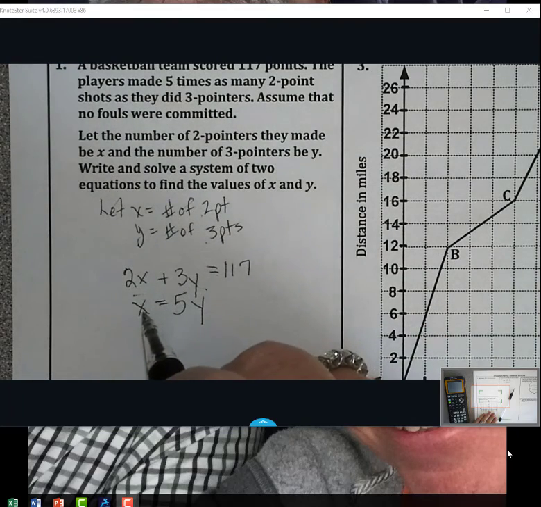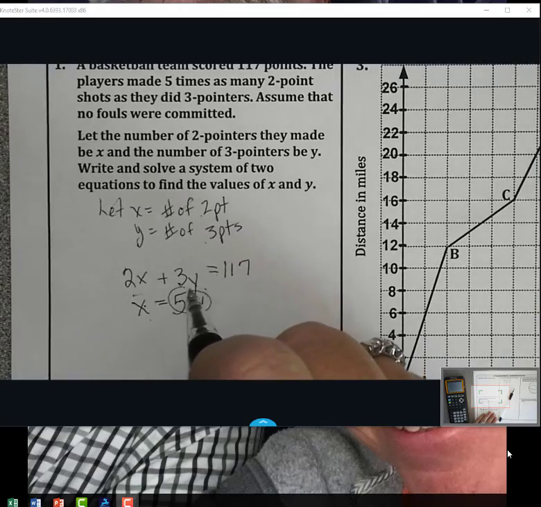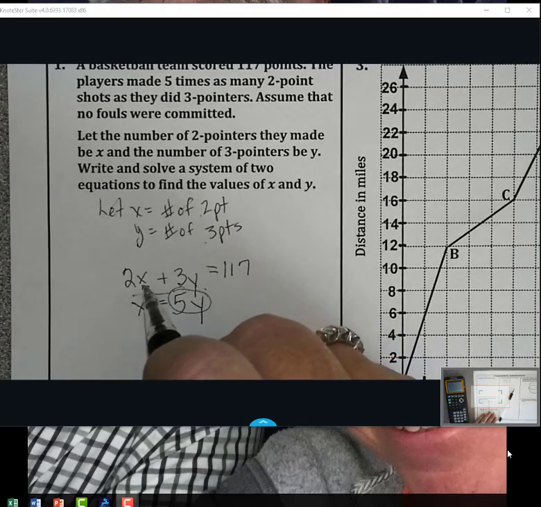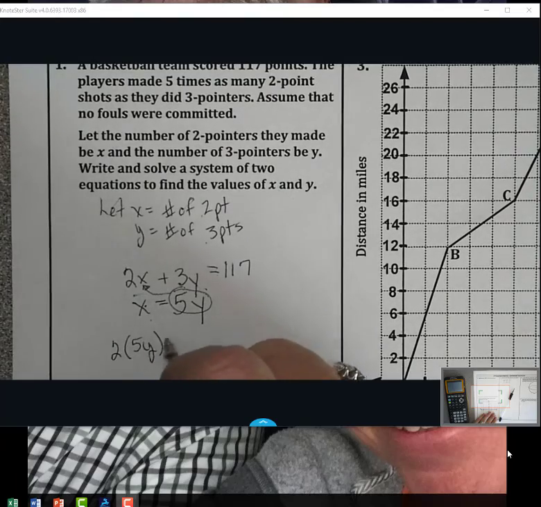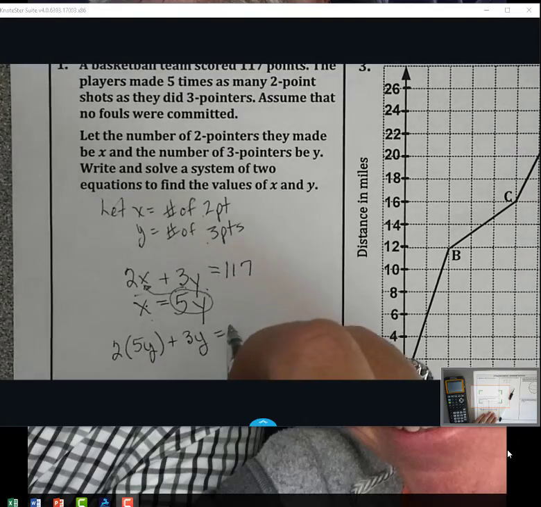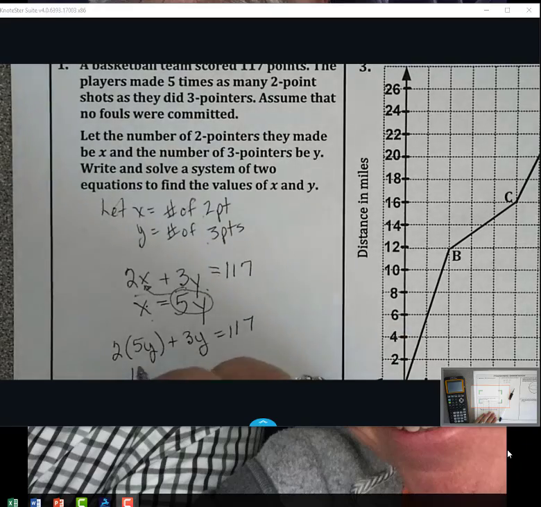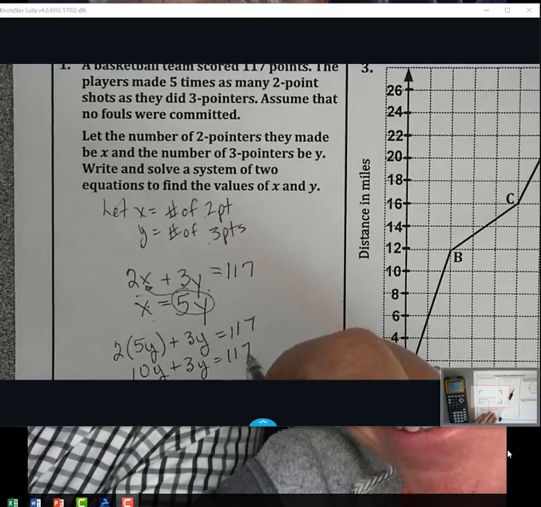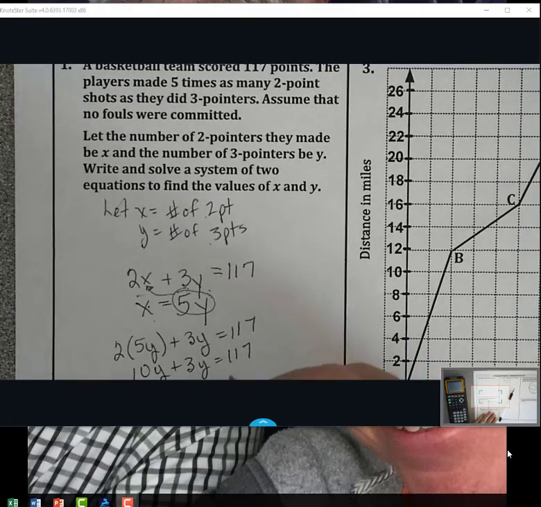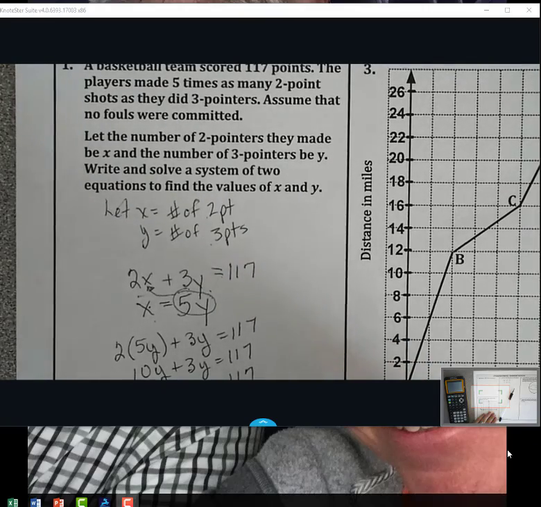And now I can do substitution, right? Because x equals 5y, I take the 5y and I can substitute it in for x. And I'm going to have 2 times 5y plus 3y equals 117. 10y plus 3y equals 117. 13y equals 117. 117 divided by 13 is 9.